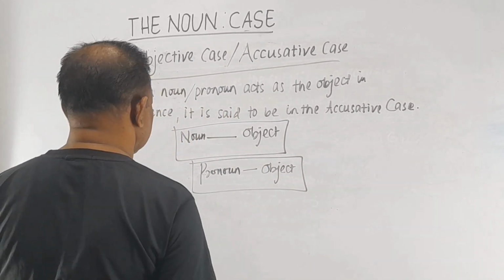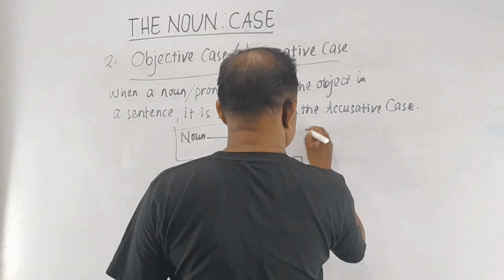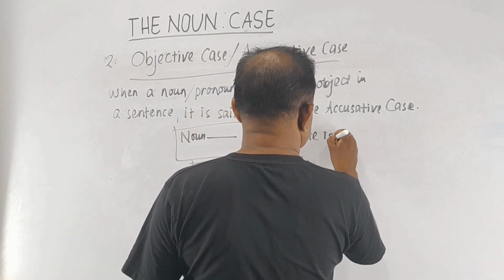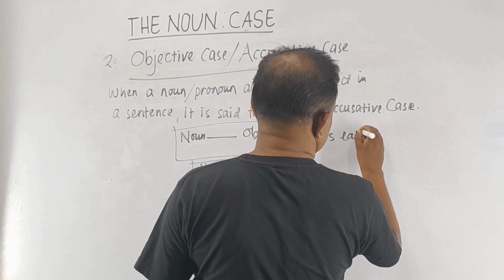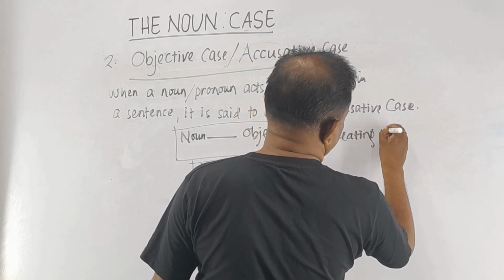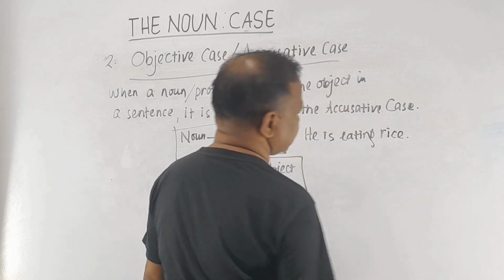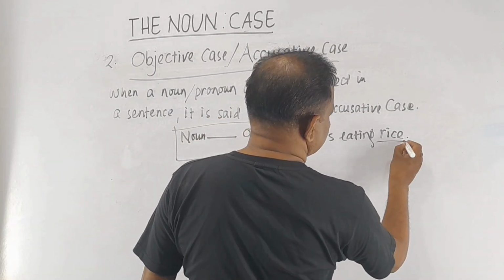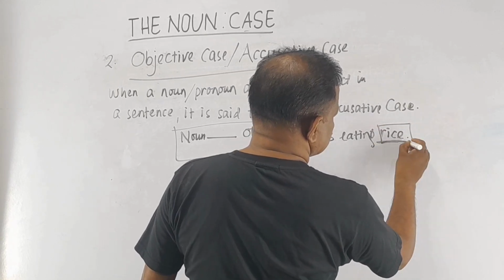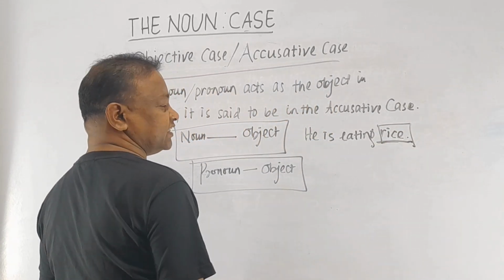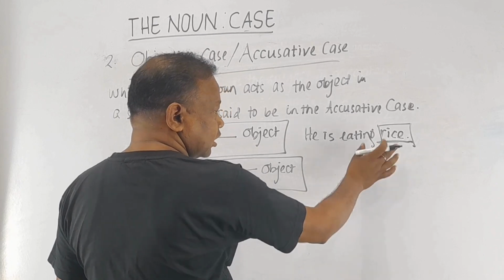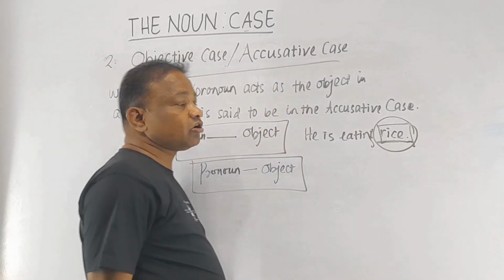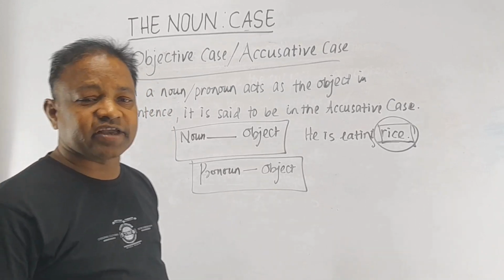Fine. For example, he is eating rice. Okay. He is eating rice. Here, rice is the object of this sentence. This one is a noun, an uncountable noun. But here we say rice is in the objective case or accusative case.